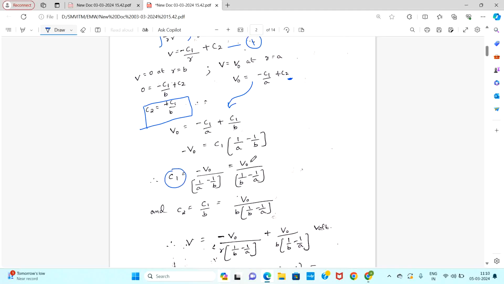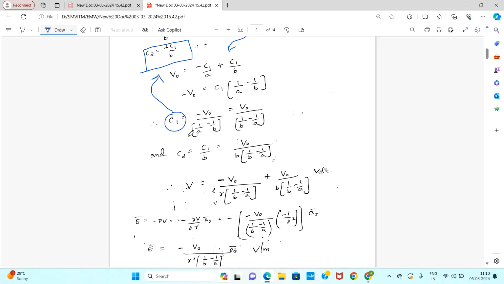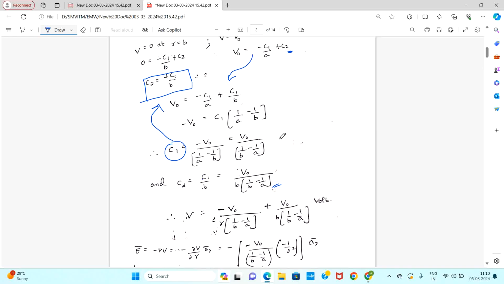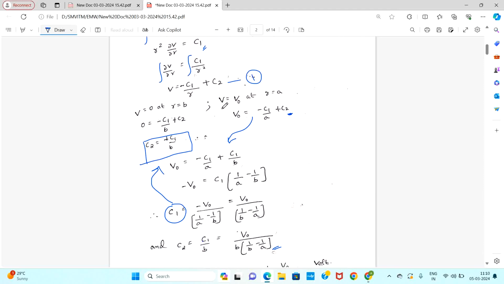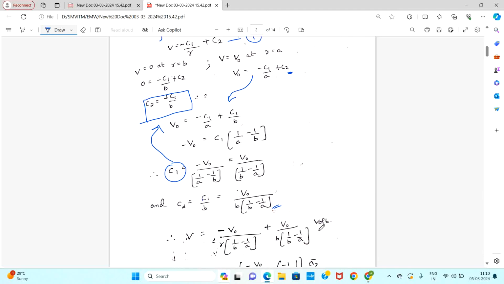So I got the answer for C1, which is V naught by 1 by B minus 1 by A. Now whatever I got for C1, I'll put this value here in the C2 equation. That will give me the expression for C2 also. Okay, so I got both the expressions now. So both C1 and C2 are determined. I'll put the C1, C2 values in this equation 1, and I will be getting this.